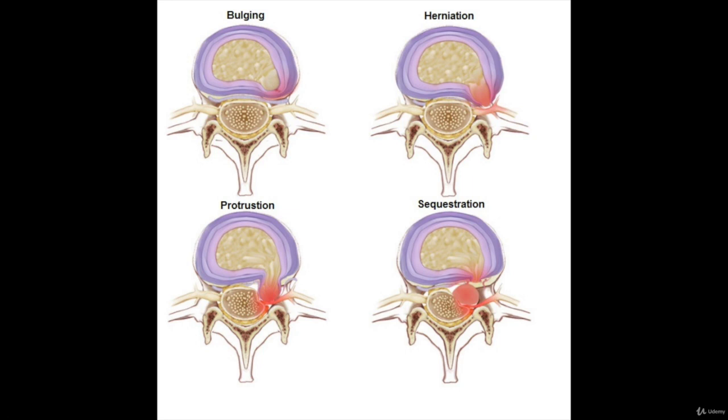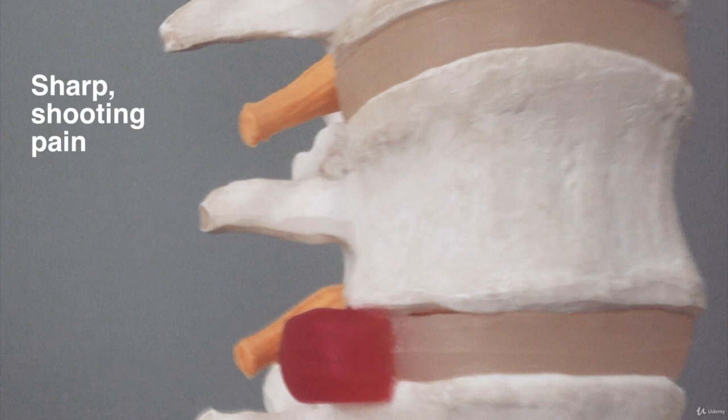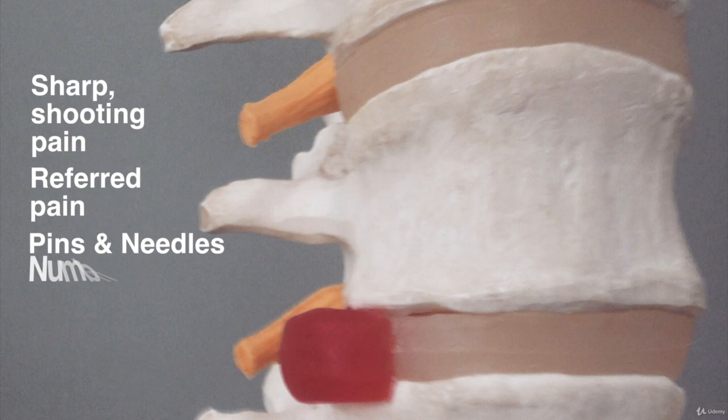And a sequestration is when a piece actually breaks off, and that can be quite uncomfortable, as you can imagine. But occasionally it won't be sitting on a nerve, and there will actually be minimal pain. Most of the time, though, there are subsequent symptoms. What we're looking at are things like sharp shooting pain, often referred down the legs, and you'll also potentially get pins and needles and numbness if there is pain or long-term pressure on a nerve.